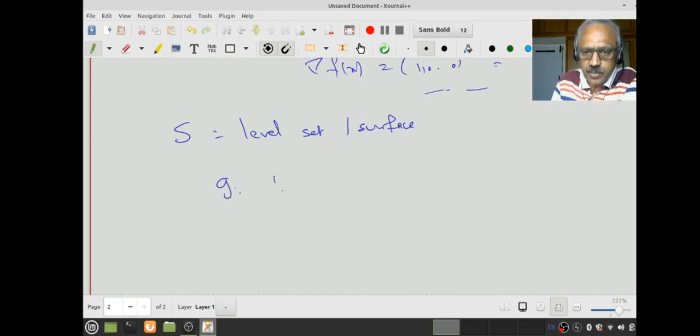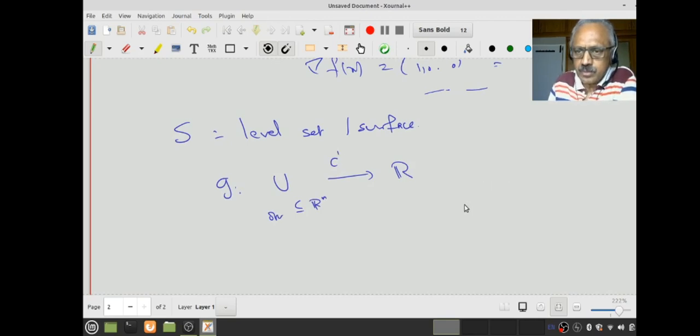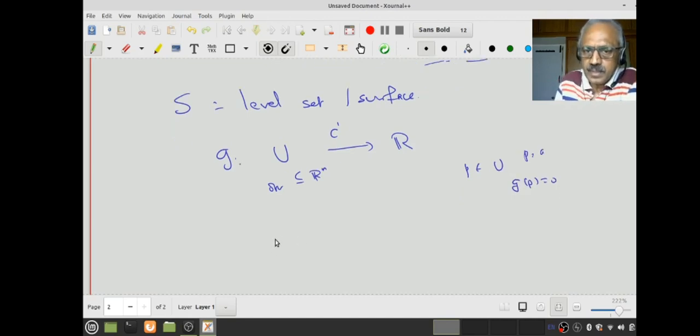Suppose G is a function from U to R, where U in Rn is open of course, and assume G is C1. Let me assume there is a point P in U such that G at P is 0. I may also call P equal to A sometimes. Then what we found out in the implicit function theorem is that we put a condition, namely, the derivative of G at this point should be of maximal rank. The possible maximal rank is 1. Therefore, what I mean is delta G at P is not equal to 0.